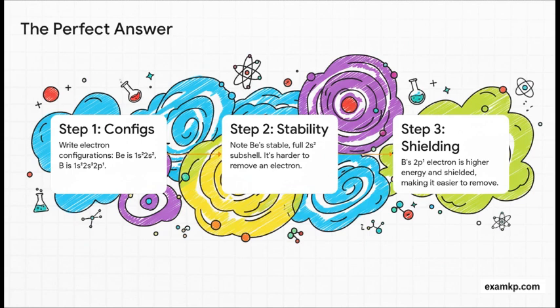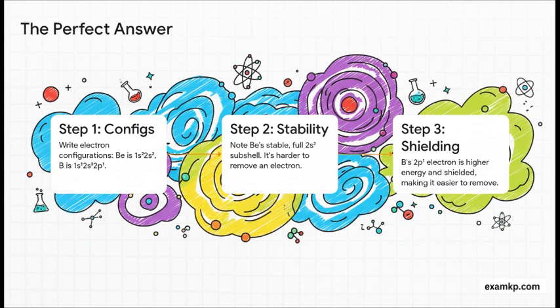Look at beryllium. Its outer shell, 2s2, is full. That's a stable, happy atom. Now look at boron. It has that one extra electron hanging out in the 2p1 subshell. Not only is it in a higher energy level, it's also shielded by the other electrons, which means it feels less of a pull from the nucleus. That makes it way easier to remove.